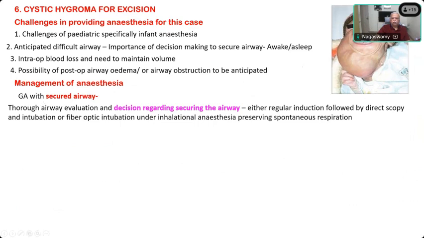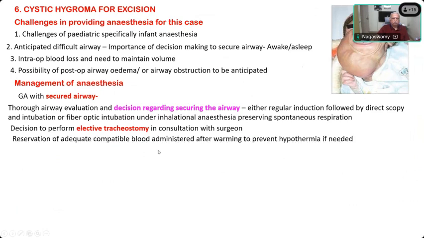And because it's a small baby, it cannot be done under any local or regional block. So GA with secured airway is the answer. Thorough airway evaluation, decision regarding securing the airway, either regular induction followed by direct laryngoscopy and intubation, or fiberoptic under inhalation anesthesia, preserving spontaneous respiration. This is the first and foremost challenge. Then decision to perform elective tracheostomy. That has to be done in consultation with the surgeon, and reserve adequate compatible blood, administered after warming to prevent hypothermia if needed, because of the vessels that you see.